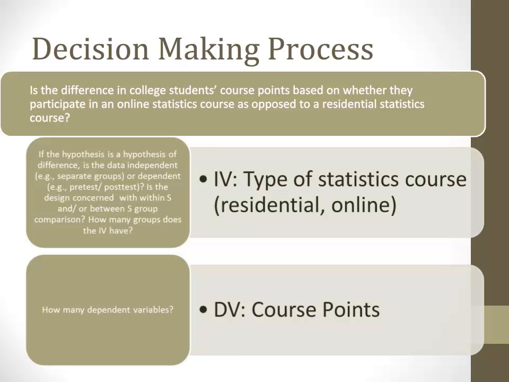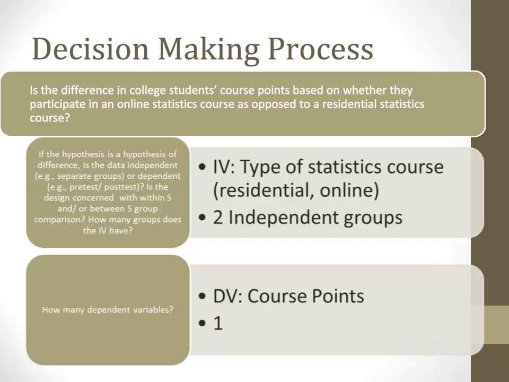Are we looking at a dependent group? And how many groups or levels does this independent variable have? And then finally, with our dependent variable, this is a pretty easy question. How many dependent variables do we have listed here? Again, I encourage you, pause the tutorial, answer these questions, and then move on.